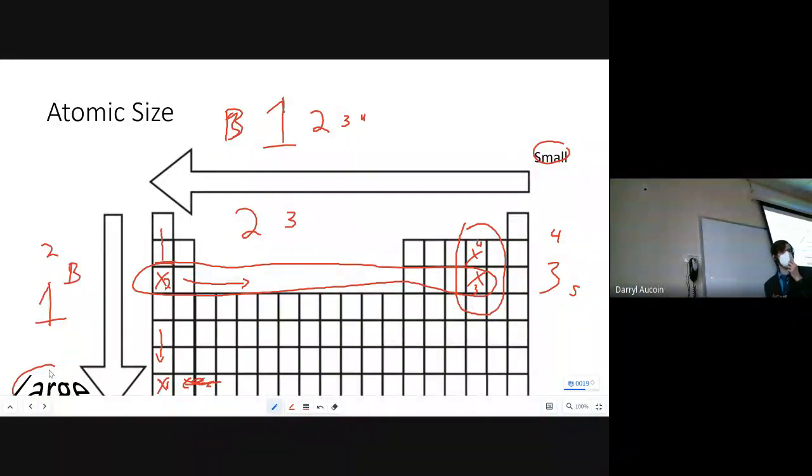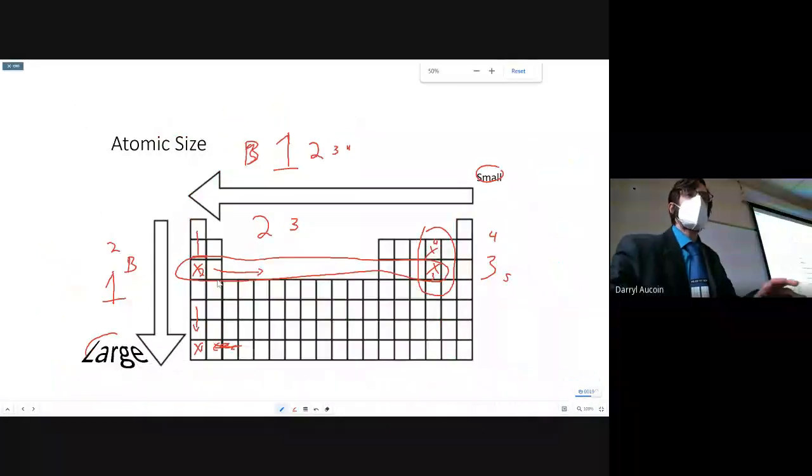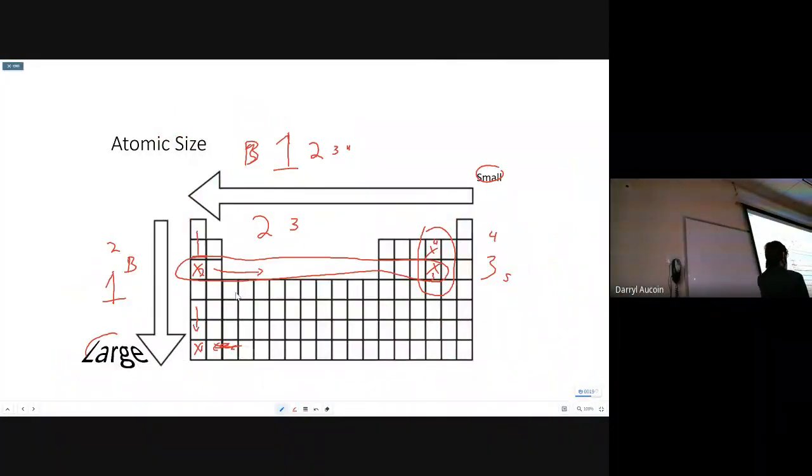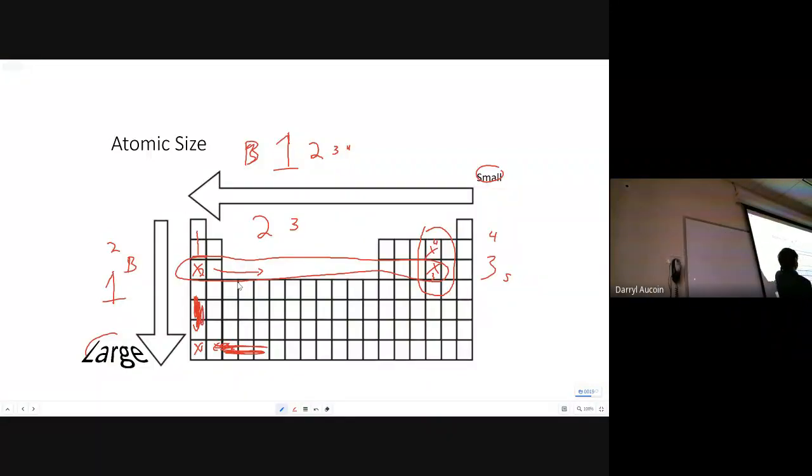So whenever you have atoms and you want to figure out who's bigger or who's smaller, we can do that by looking at the periodic table and comparing 2 that are in the same row or the same column. As long as they're in the same row or the same column, then you can compare them.